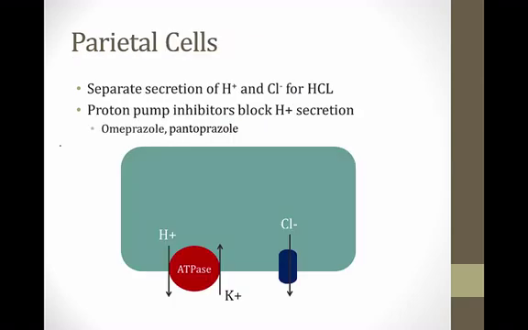So now let's zoom in on one of those parietal cells and talk in detail about the physiology that's occurring to generate all that acid in the stomach. So the first thing you should know is that there are separate pumps in the membranes of parietal cells that secrete H+ and chloride for HCl. So there is an ATPase pump which pumps out hydrogen ions in exchange for potassium, and then there is a separate channel by which chloride is secreted into the lumen of the stomach.